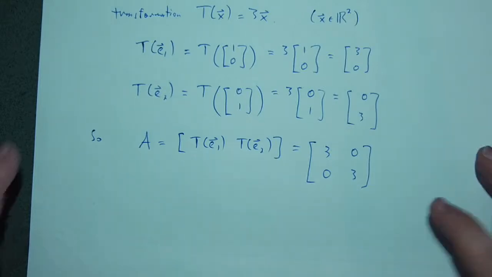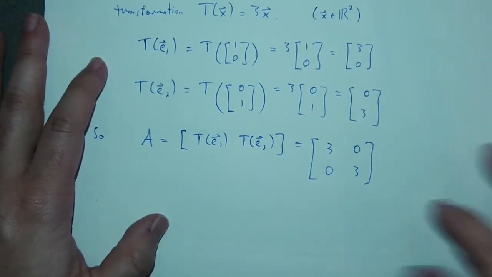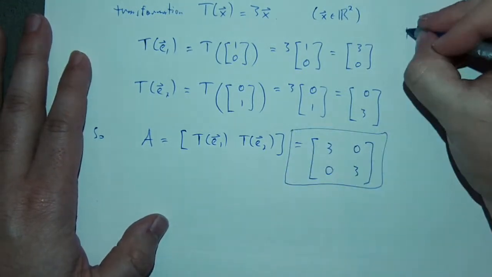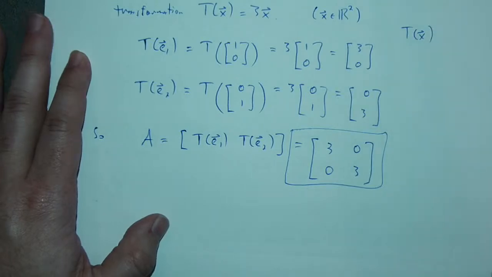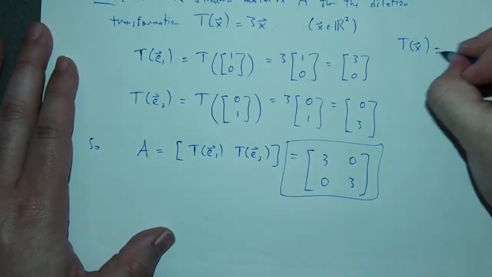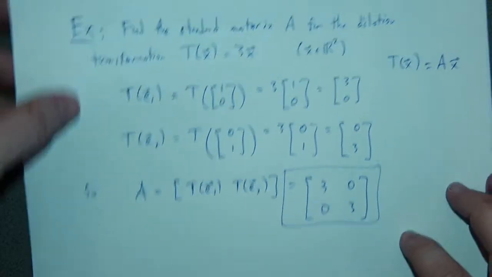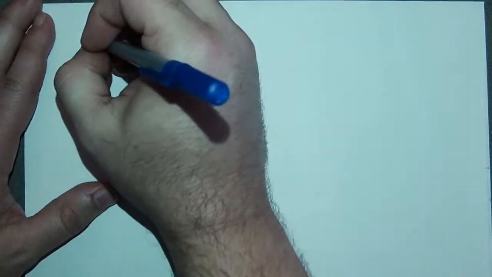Okay, so here is my matrix. And what this means is that another way of writing my transformation T is the matrix A times x. You can just check that. This is 3 times the identity matrix, so it's definitely the same thing. So that's a really easy way of doing this. Let's do another example real quick.